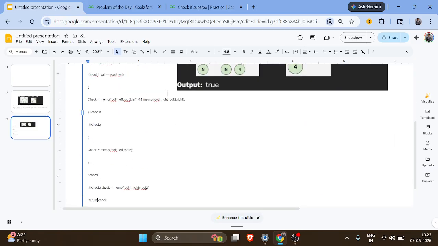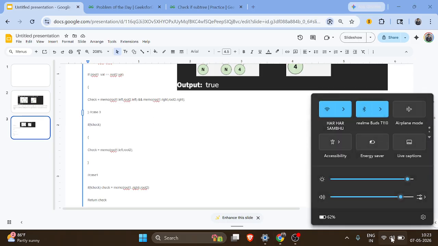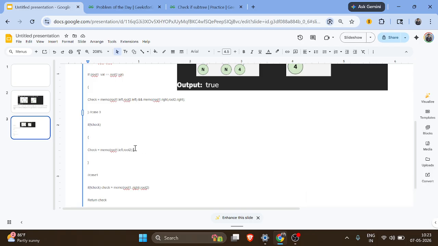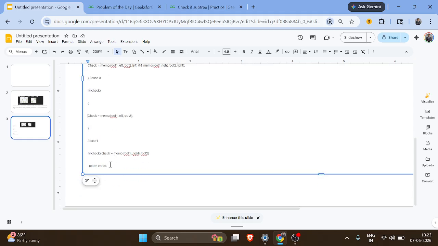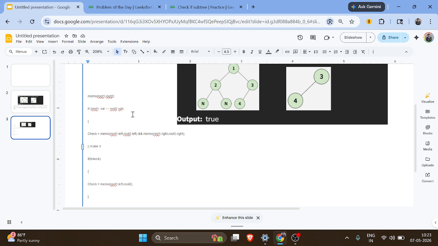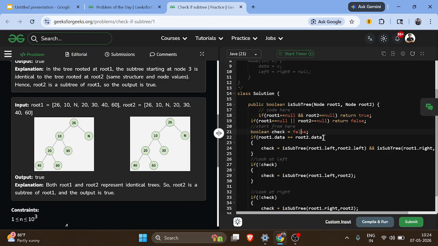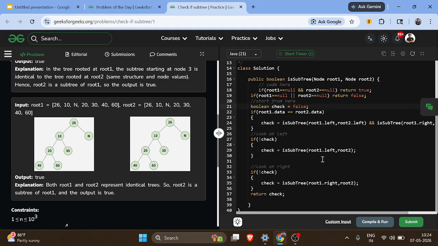Because, as we have discussed the three possibilities and written the pseudocode for them here, all the cases are covered. After all the calculation, we get the final answer as a boolean value stored in the check variable, and we return this check variable as our actual answer. Here I have just implemented that code; I had just written the pseudocode before.